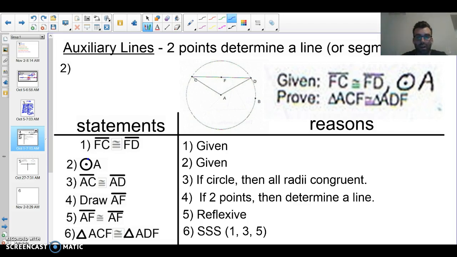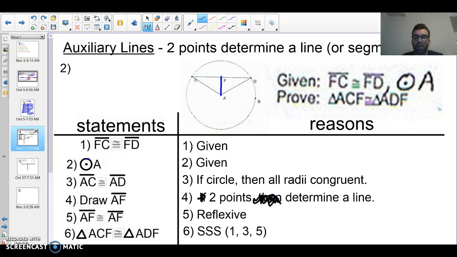So what I'm going to do is draw in line AF. And to state that, you don't have to say "if 2 points, then determine a line." All I want you to say is 2 points determine a line. So cross out the "if" and the "then." You can say 2 points determine a line.